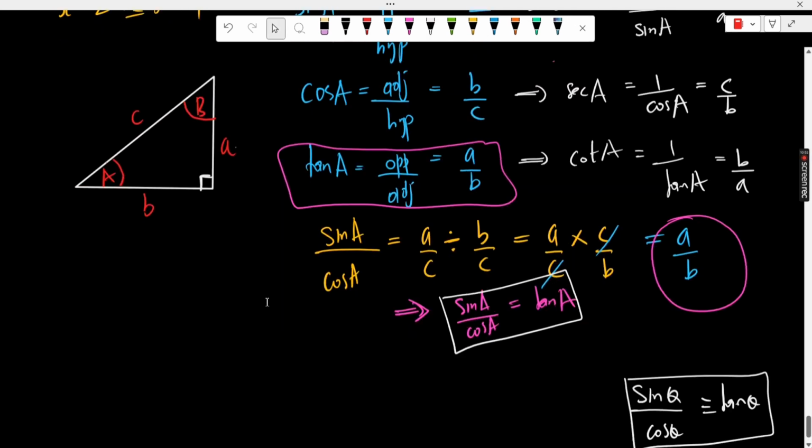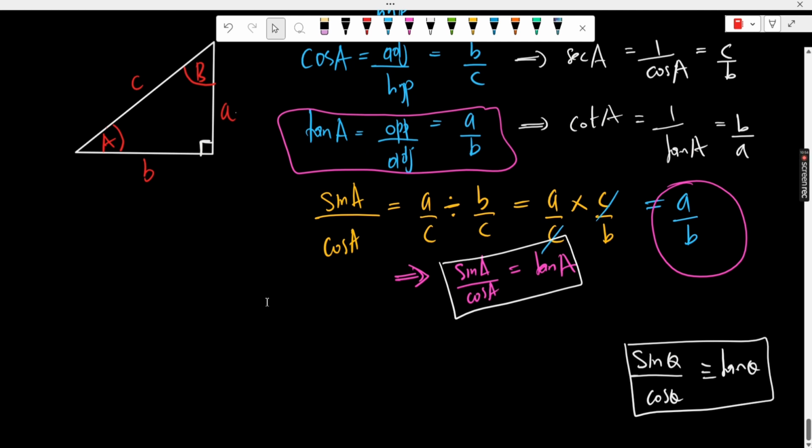Now, let's go back to our little right angle triangle. From Pythagoras' theorem, can anybody state Pythagoras' theorem for me, please? Anybody? Can you state Pythagoras' theorem?